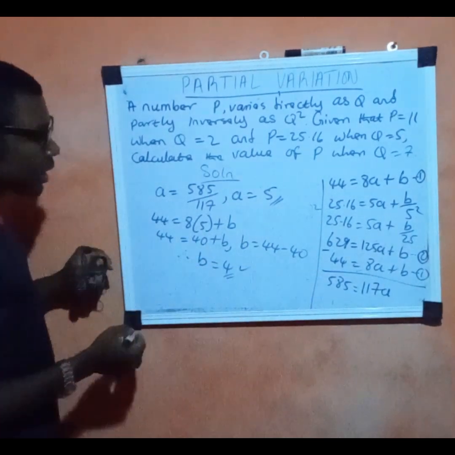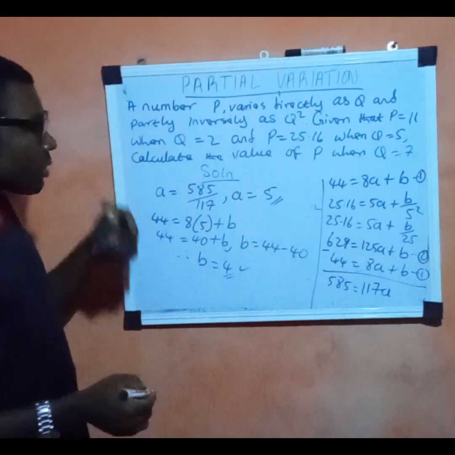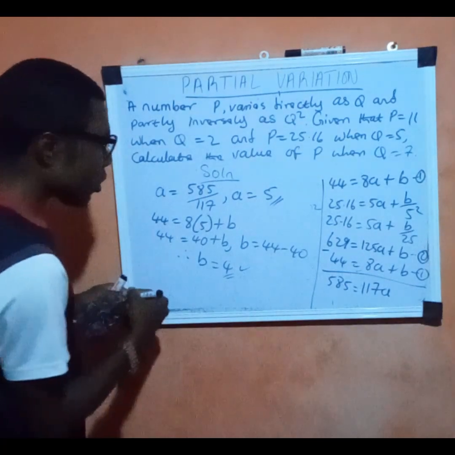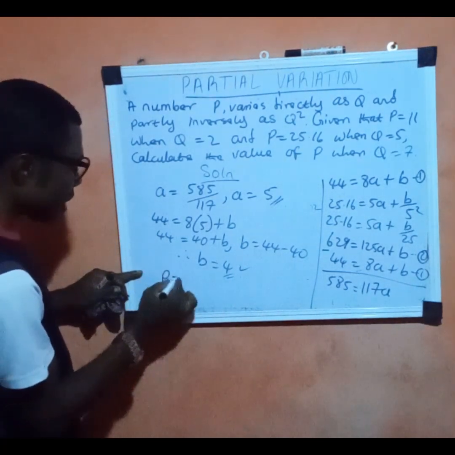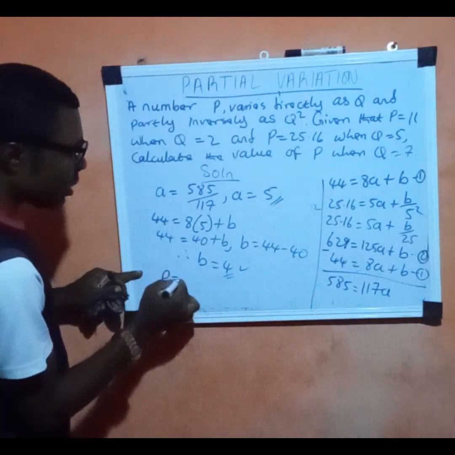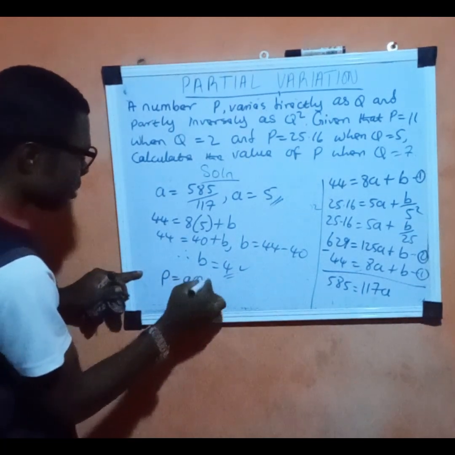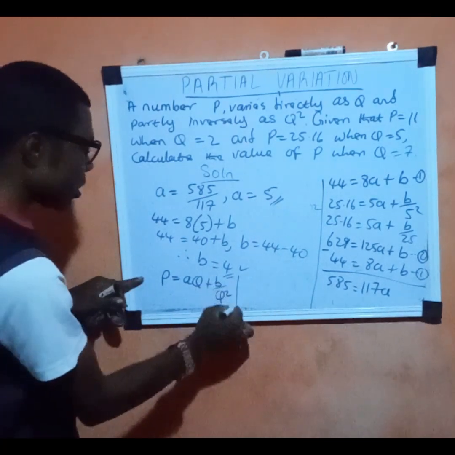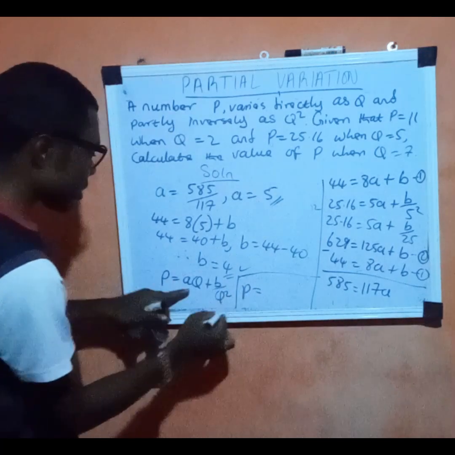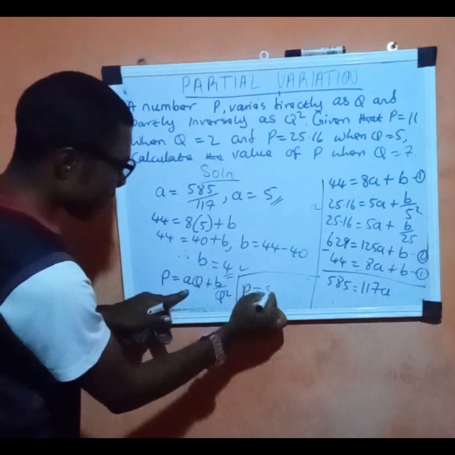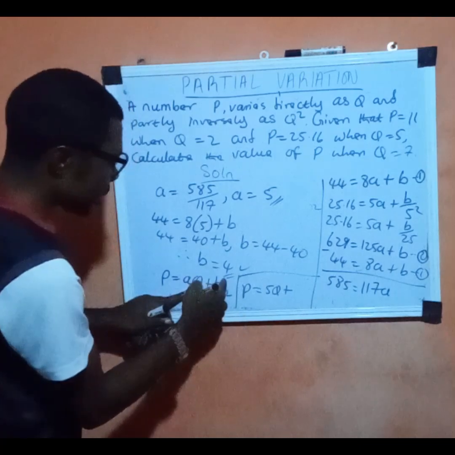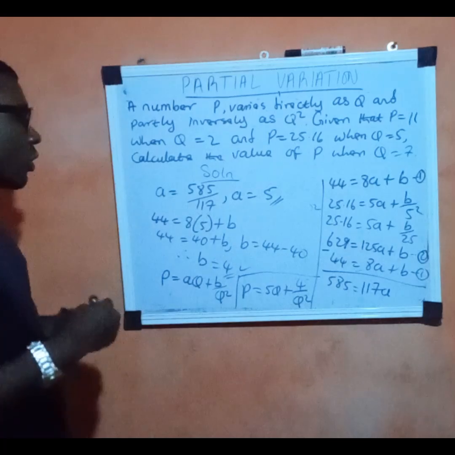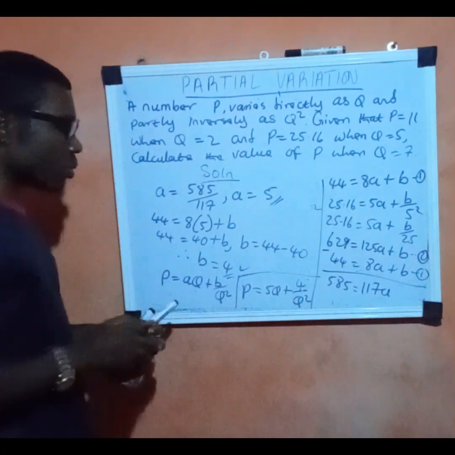So the equation connecting them, before you can calculate, you must have the defined equation connecting them, because I told you that you have to do that even if you are not asked. So the equation connecting them, remember what we have originally was P equals AQ plus B over Q squared. So the equation connecting them will be this: P equals, what is our A? Our A is 5, so we have 5Q plus, and B is what? 4 over Q squared. So this is the equation connecting them. Just substitute A and B in the equation you have formed.